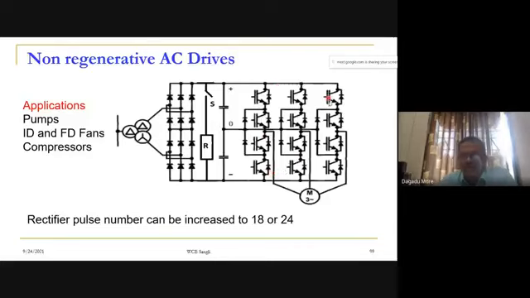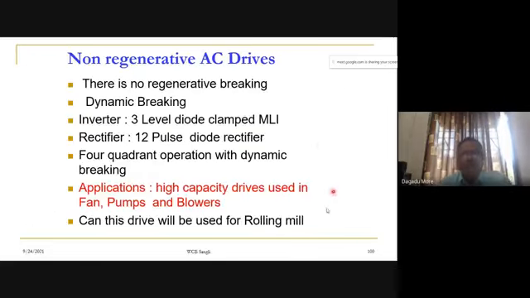We can run in both directions, forward as well as reverse, by changing the phase sequence. So we change the direction of rotation of the induction motor by changing the phase sequence. And here we are having dynamic braking, so we can brake the drive. So the quadrant operation of this drive is a 4-quadrant induction motor drive.